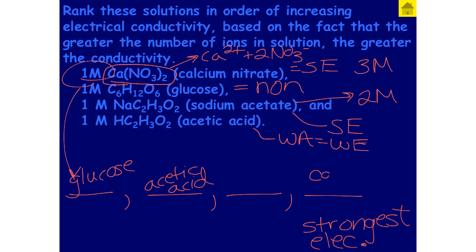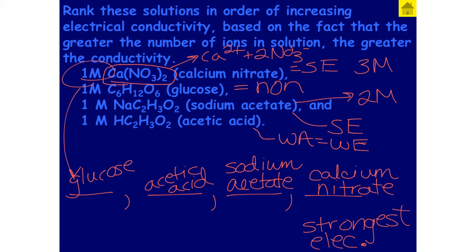So calcium nitrate has a higher ion concentration, so therefore it is going to have a higher level of conductivity than the sodium acetate would. Obviously, if you changed the molarity of the solutions, then your answer could change.